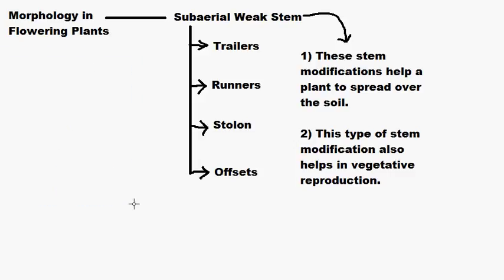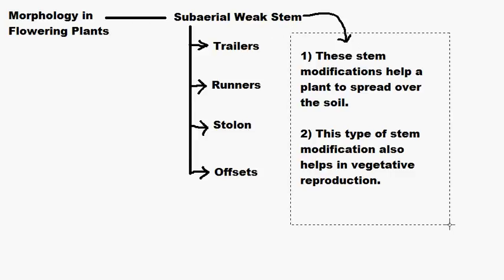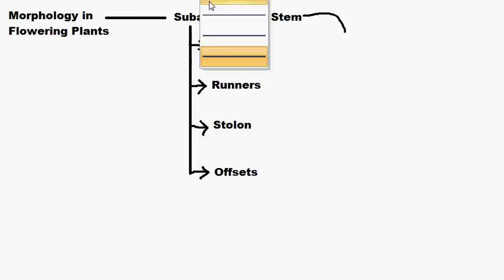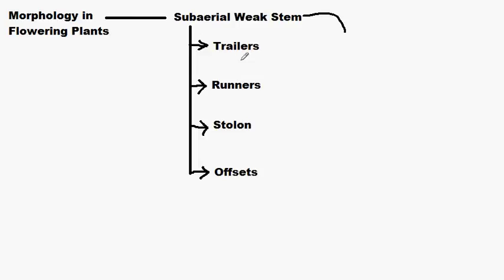Now let us understand the classification of the subaerial weak stem. Let me clear this off first to get some space. First of all, we are talking about trailers. Trailers are the most primitive kind of subaerial weak stem. What happens in trailers is, this is the soil surface. They just grow from one point, and their main stem is only the subaerial weak stem.